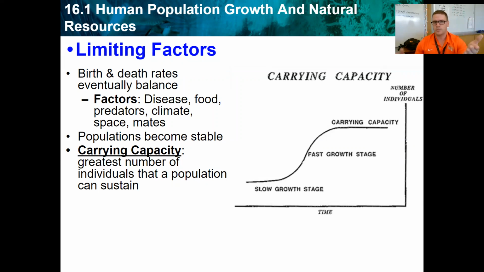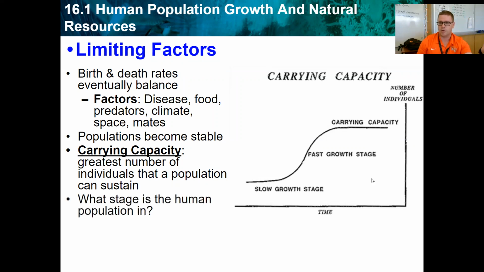So we have to ask ourselves, based on this graph and what we already know about human population, where would we put humans on this graph? Would we be slow, slowly developing and growing? Are we fast growing, or have we reached our carrying capacity? That's the question we want to ask.